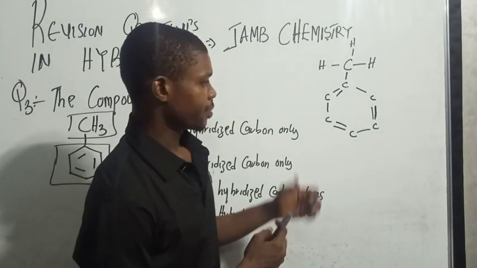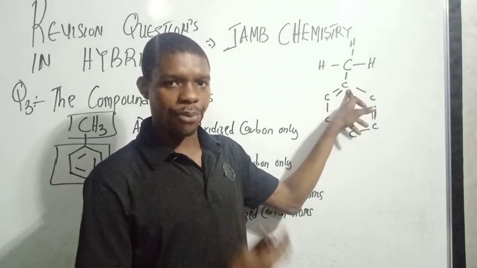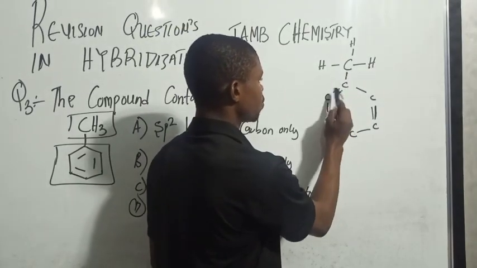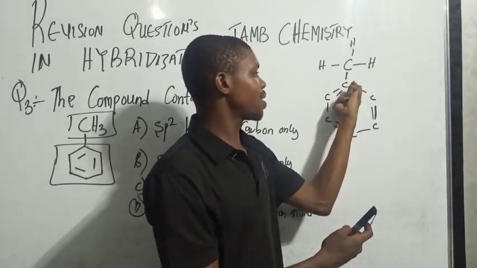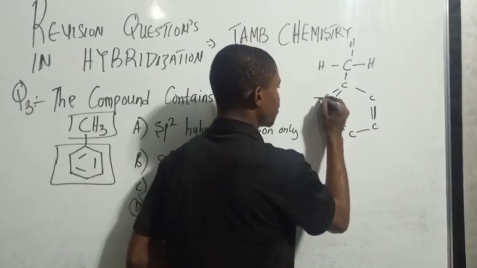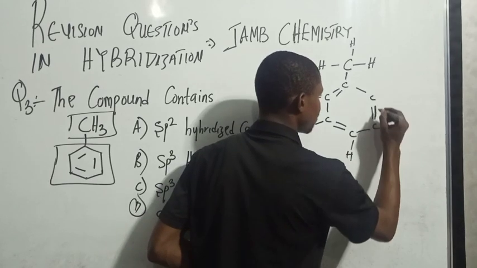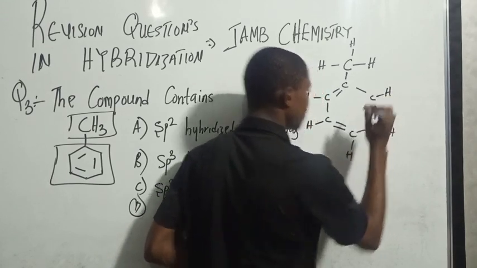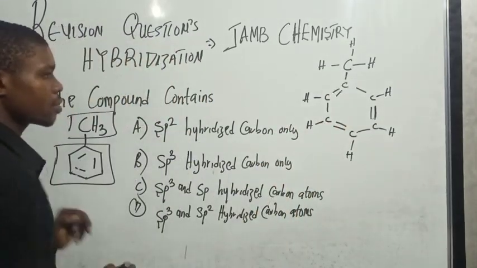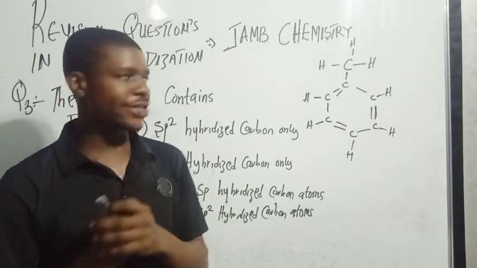So remember, carbon must have four bonds each, right? This carbon atom here is already having four bonds: 1, 2, 3, 4. So there's no point in putting hydrogen here again, right? This one here has three bonds, so there's a hydrogen here. So here we also have hydrogen, here we also have hydrogen, here we also have hydrogen. So this structure you're seeing here is the same as this one here. So they're asking what are the hybridized carbons in the structure.